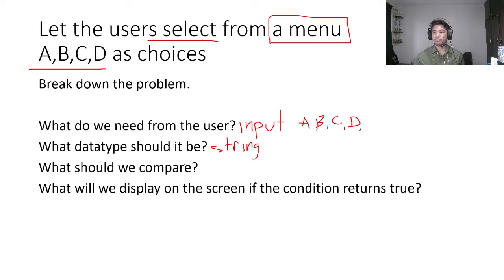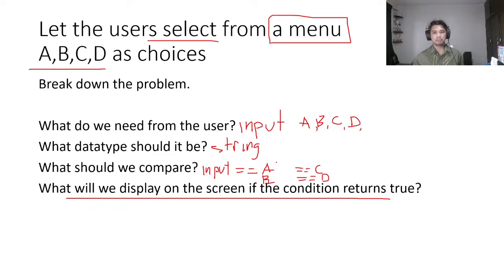Ano yung mga kailangan nating i-compare? Our input, kailangan lang nating i-check kung ito ba ay mag-i-equal sa A. O kaya mag-i-equal ba yan sa B? O kaya mag-i-equal ba yan sa C? Or mag-i-equal sa D? And then we will display on the screen kapag nag-equal sa A, anything like the user chose A or the user selected B. Ano lang to, yung i-display natin sa screen just to prove a point na gumana ang selection sa else if statements. So let's try doing this.